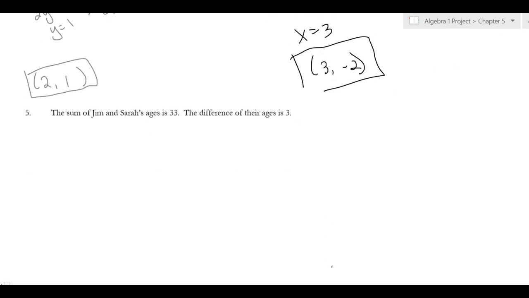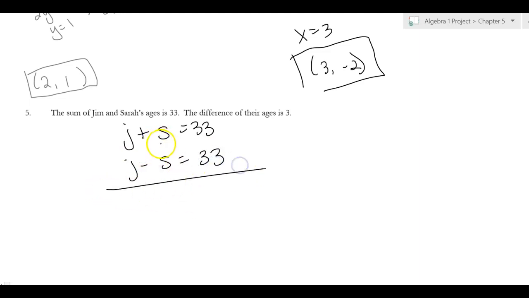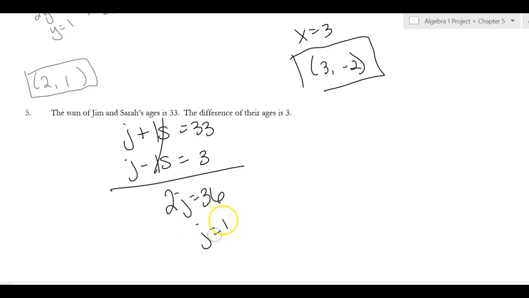All right, let's look at one word problem. It says the sum of Jim and Sarah's ages are 33. So I'm just going to say Jim is J plus Sarah is S is 33. And then it says their difference is 3. So J minus S is 3. And if you notice, I have a positive 1s and a negative 1s, so those are gone. So I get 2j is equal to 36. So j is 18.